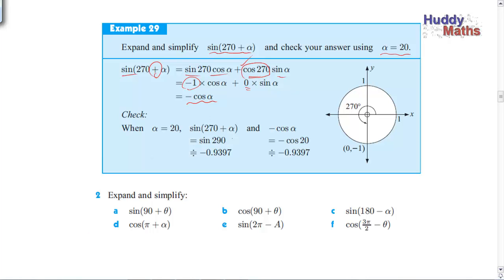And you could actually put it all on the calculator. 270 plus 20 is 290. And does it come to minus the cos? Yep, check it on the calculator. All right, have a go at these now. Pause the presentation. I'm going to show you the answers in a minute.